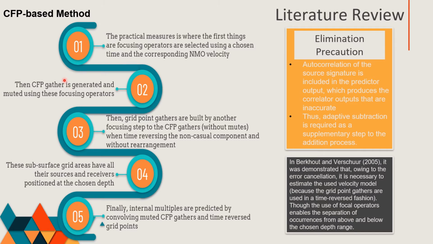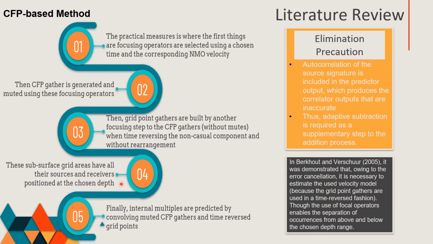For the steps in the CFP-based method, the first one is to select focusing operators, using a chosen time and the corresponding NMO velocity. The second one is that the CFP gather is generated and muted using this focusing operator. The third one is that the grid point gather is built by another focusing step to the CFP gather without mute, while time reversing the non-causal component without rearrangement. The fourth one is the subsurface grid area having all its sources and receivers positioned at the chosen depth. And the last one is that finally the internal multiples are predicted by convolving the muted CFP gather and the time reversed grid point gather, based on the illustration shown previously.